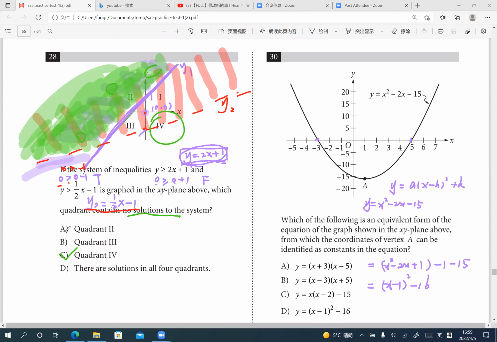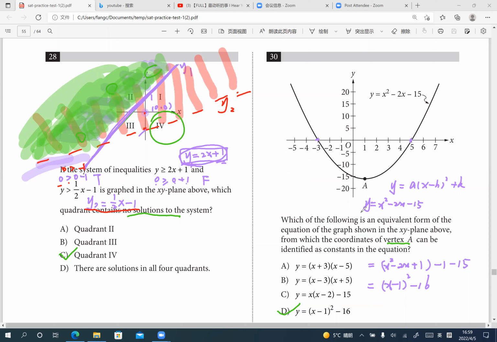Next question. Question 30. Which of the following is an equivalent form of the equation of the graph shown in the xy plane above, from which the coordinates of vertex A can be identified as constants in the equation? In fact, for question 30, we can quickly find the correct answer. It is D, because only in D is the equation in vertex form. But we can double check.